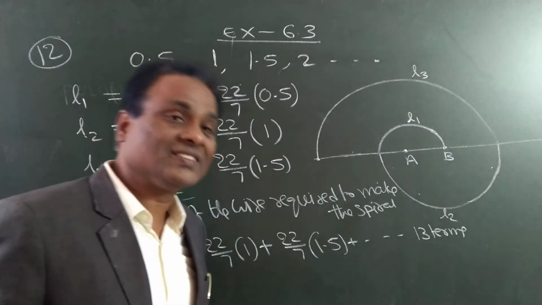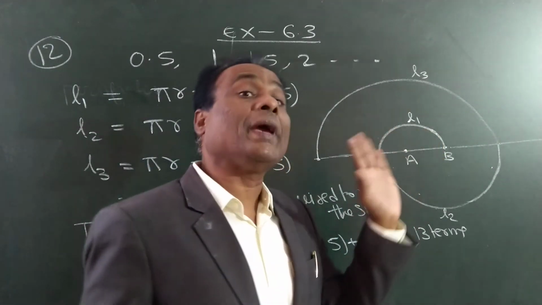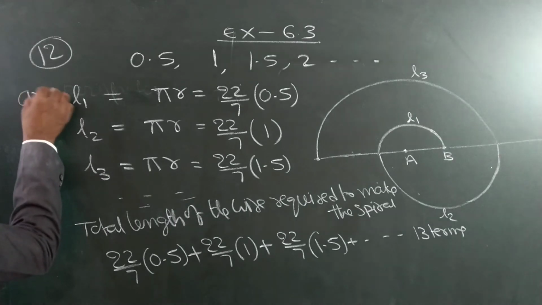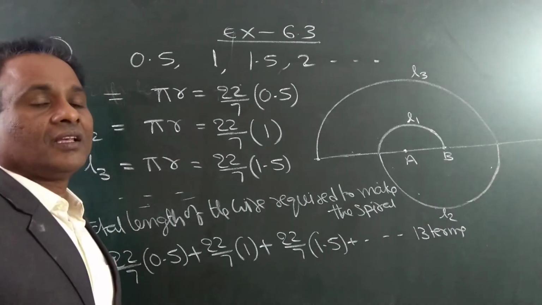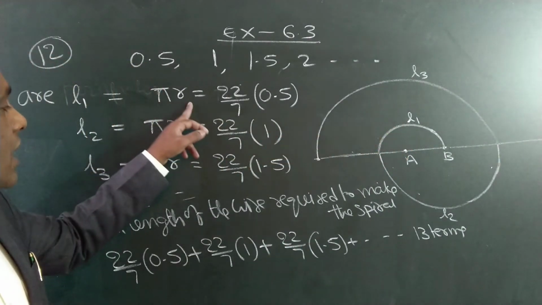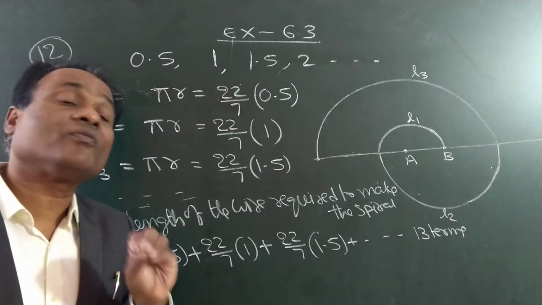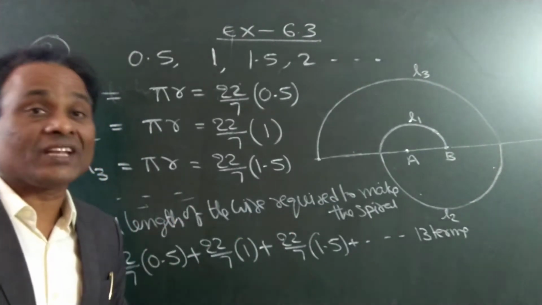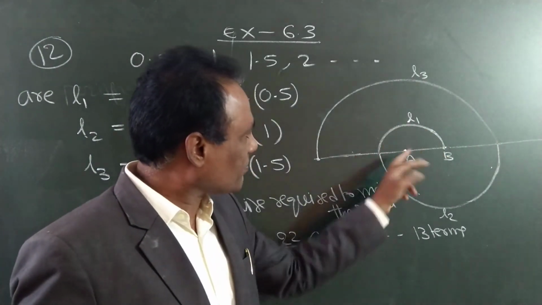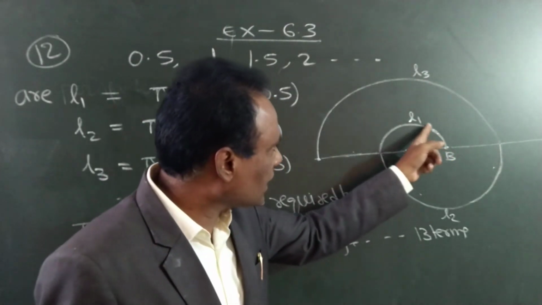Their perimeters are L1 equal to pi r, second perimeter L2 pi r, third perimeter L3 pi r. So why am I finding the perimeter? In the question the perimeter is not mentioned, but why am I using it? Because the length of the wire required is nothing but the perimeter. You studied in the lower classes the meaning of perimeter. So this total length is called the perimeter.